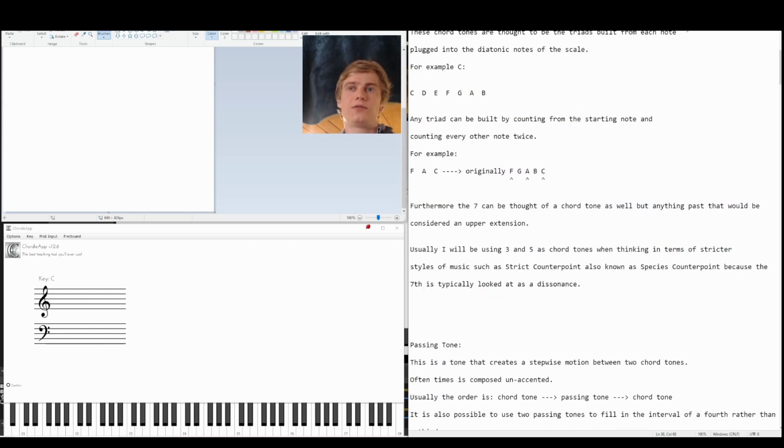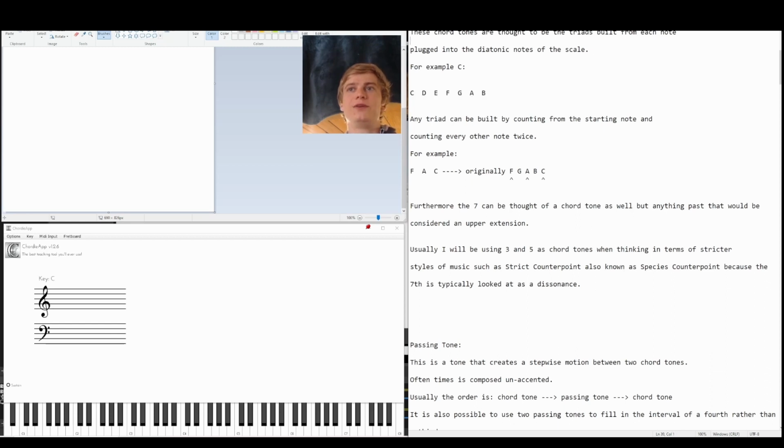For example, if we take the note C, we have C, D, E, F, G, A, B. If we are in the key of C, and as you see, I only wrote C here because a lot of times in music it says it's in the key of C, that means C major. And because we're in the key of C major, that's the C major scale right here.